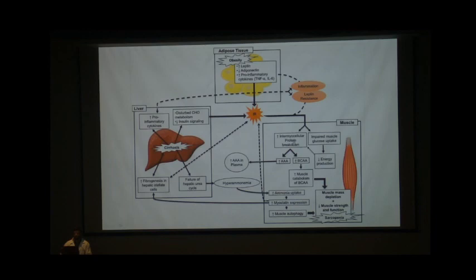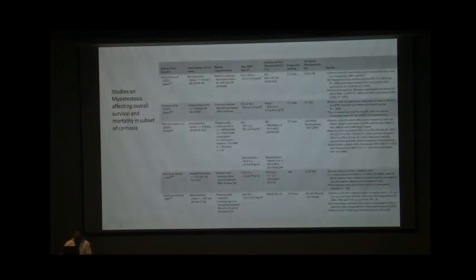And this leads to intermuscle protein breakdown and impaired muscle glucose uptake. These all lead to release of aromatic amino acids and increased utilization of branched-chain amino acids. Increased utilization of branched-chain amino acids leads to increased muscle catabolism, and aromatic amino acids in the blood lead to hyperammonemia. Hyperammonemia leads to increased myostatin expression and muscle autophagy, and they lead to depletion of muscle mass and strength, and thereby sarcopenia. These are studies on myosteatosis, which is basically fat accumulation in the muscle, affecting overall survival and mortality in patients with cirrhosis.